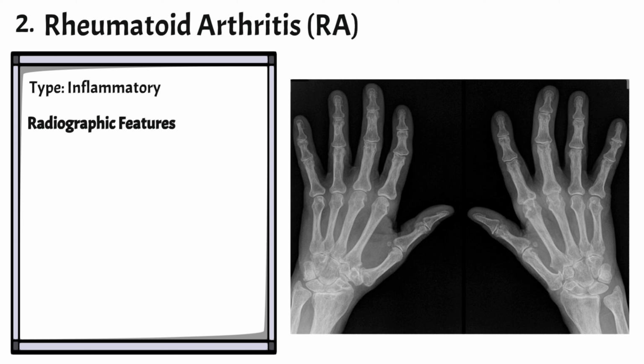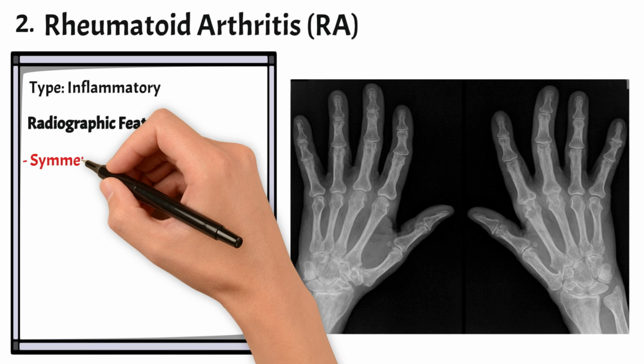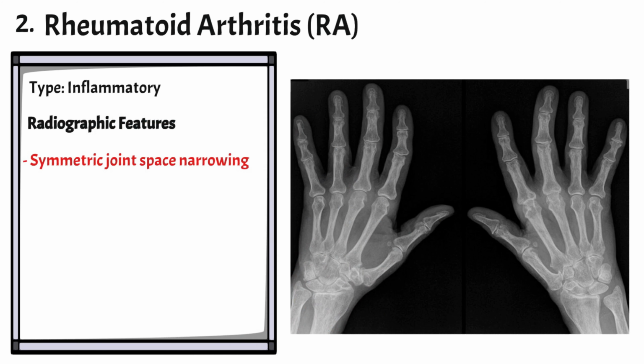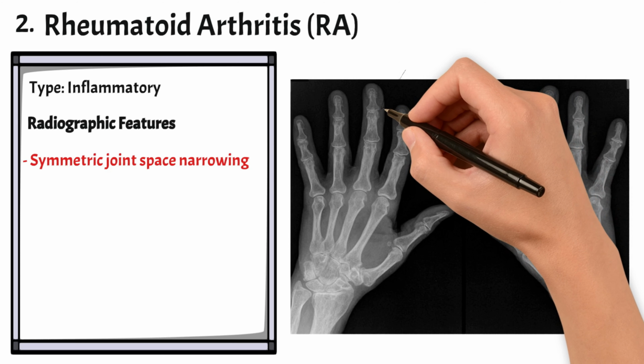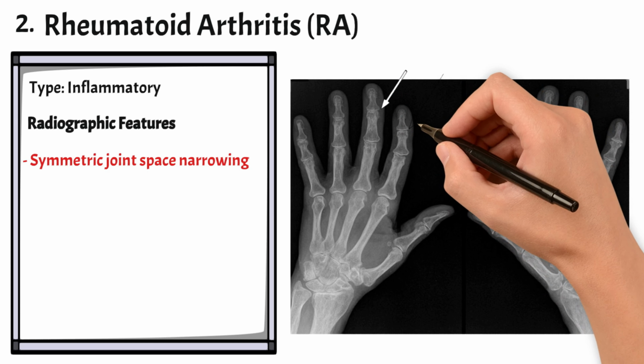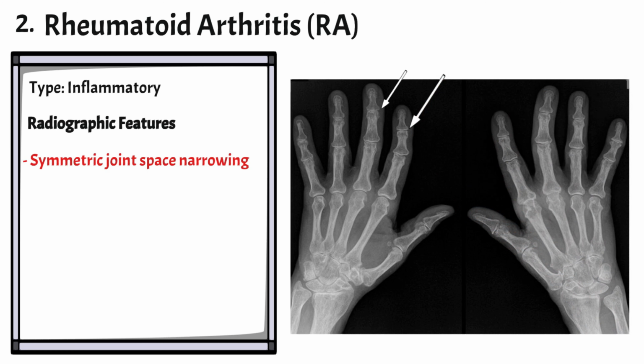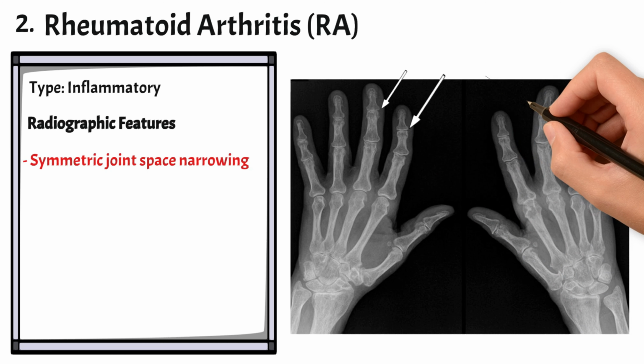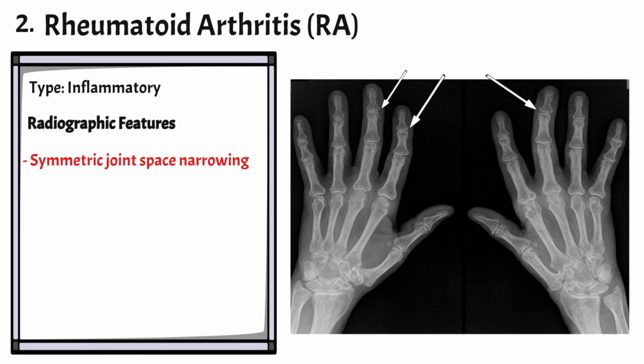Unlike OA, rheumatoid arthritis will present with symmetric joint space narrowing. Because of this, clinicians will usually ask for bilateral x-rays, as we can see here. If we look at both the left and the right hand, we can see symmetric narrowings of the distal interphalangeal joints. This is again a characteristic feature that will help us distinguish RA from OA.